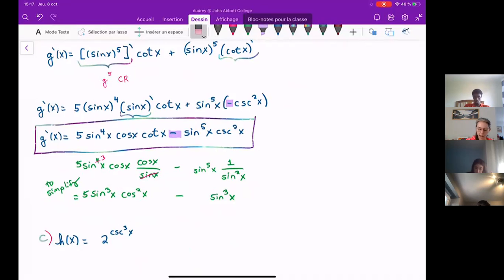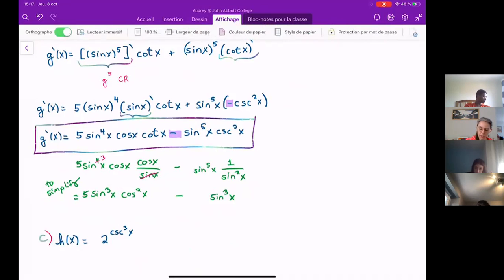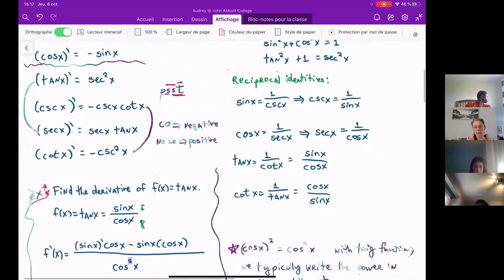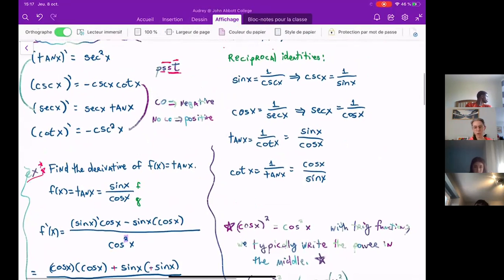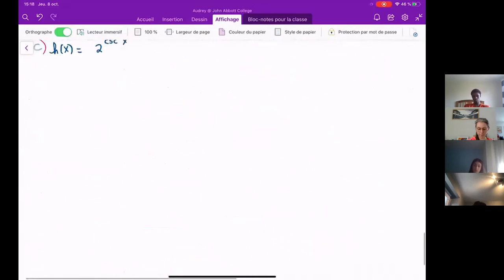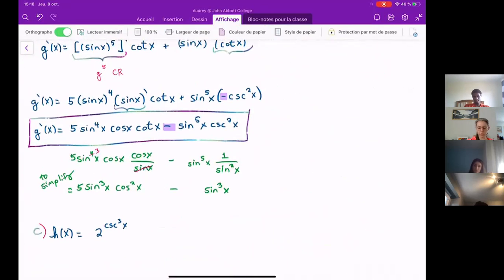It's not really that important, but I used my reciprocal identities up here. So I said that I just used these identities that I reminded you guys of at the beginning of class. I know that cotangent is equal to cosine over sine, and I know that cosecant is equal to 1 over sine. So I rewrote my cotangent and my cosecant using these identities right here.